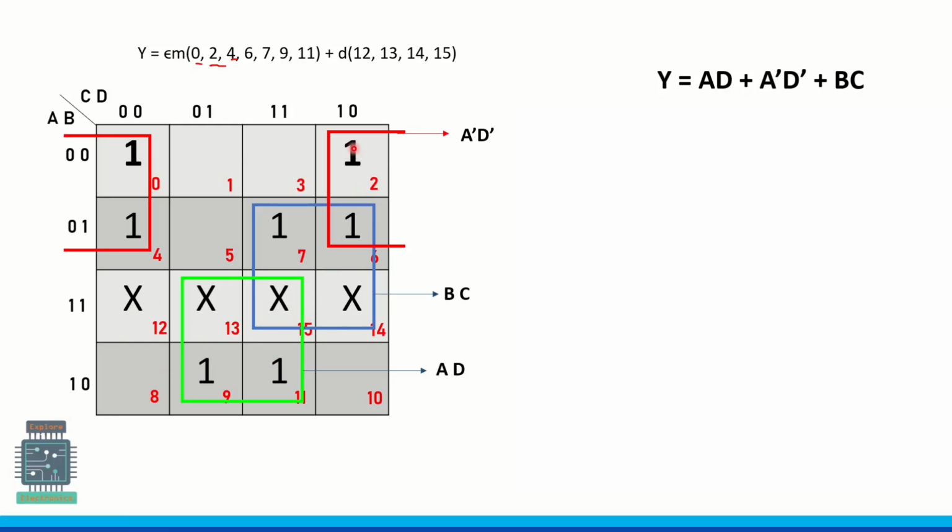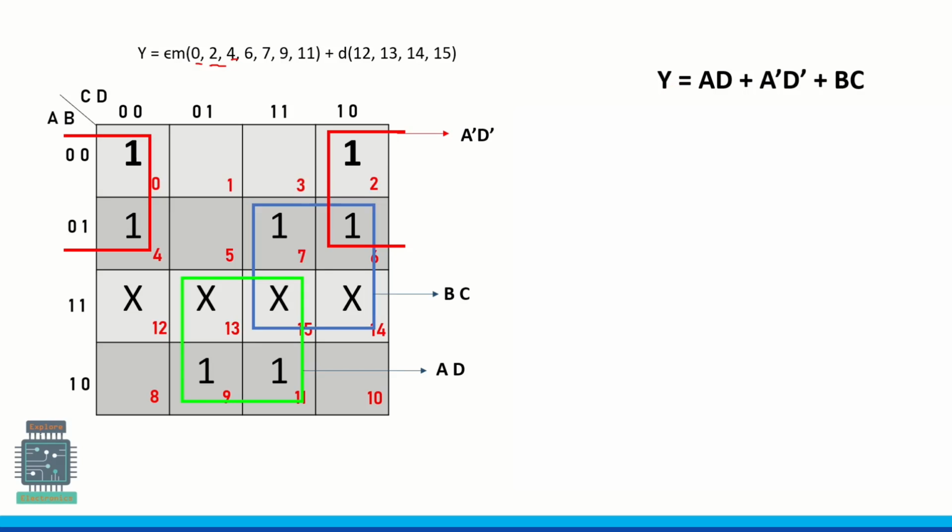Now we need to start grouping. We can group these two ones and these two don't care terms as one group, a four-variable group, and these two ones and these two ones can be taken into another group. In the red group, A bar remains and B gets cancelled. Looking horizontally, C gets cancelled and D is 0, so D bar. So we get A bar D bar from this. Similarly, the blue group gives BC, and the green group gives AD. Since it is sum of products, we get Y equals AD plus A bar D bar plus BC as the expression.